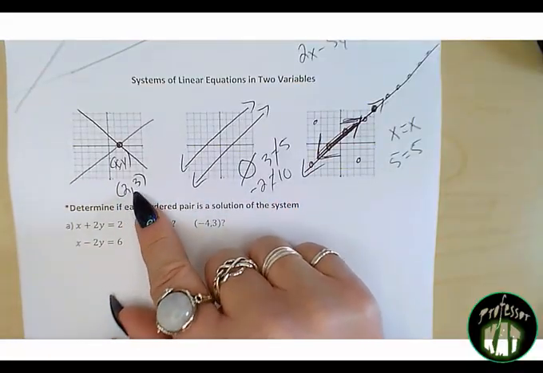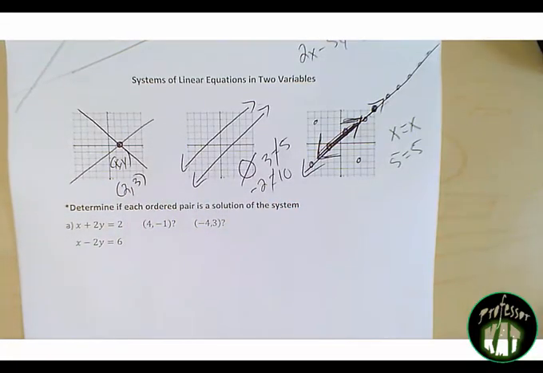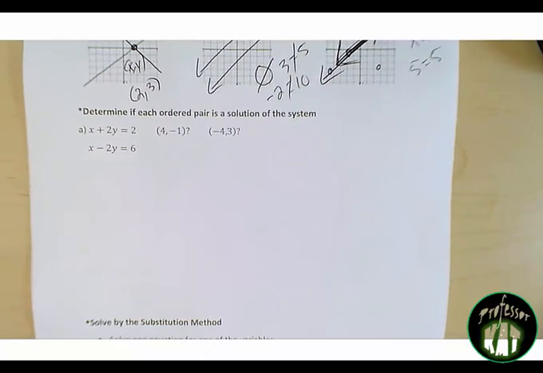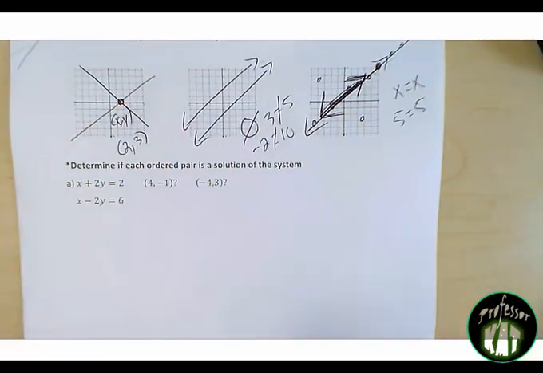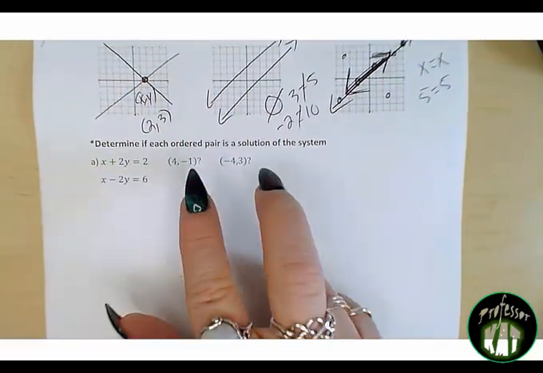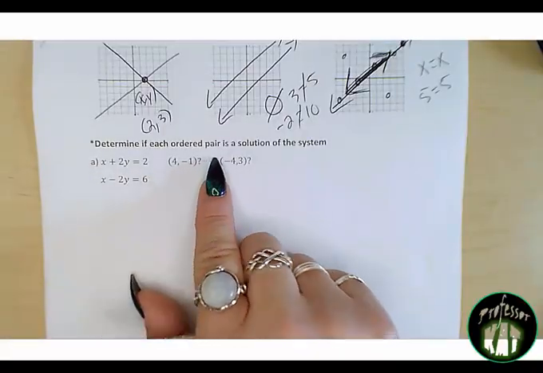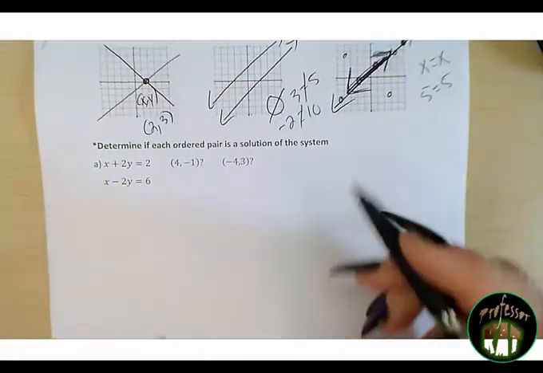That 1 point, whatever it happens to be, is the solution for it. So the first question we're actually going to answer here: determine if each ordered pair is a solution of the system. Now, we have 2 points to test. You can have more than one solution. So what we need to do is take each point individually, plug it into the entire system, and test it.